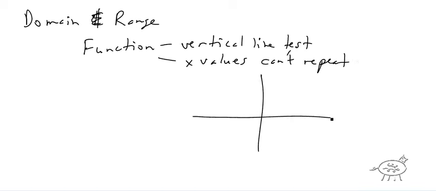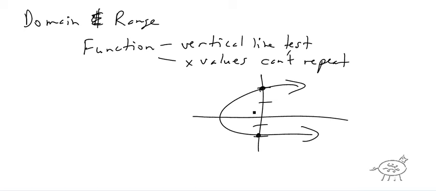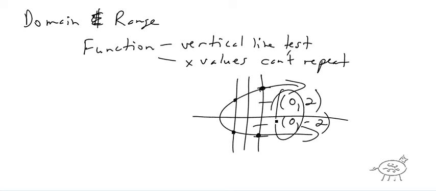I mean, if I just did a quick graph here, and I had something like that, and I said, is that a function? Well, of course it's not, because you can do vertical line tests and you hit it more than one spot each time you draw a vertical line here. And then, of course, the x value repeats too, right? Because isn't this 0, comma 2, and isn't this 0, comma negative 2? So there you go. X value is repeated, so this is not a function.